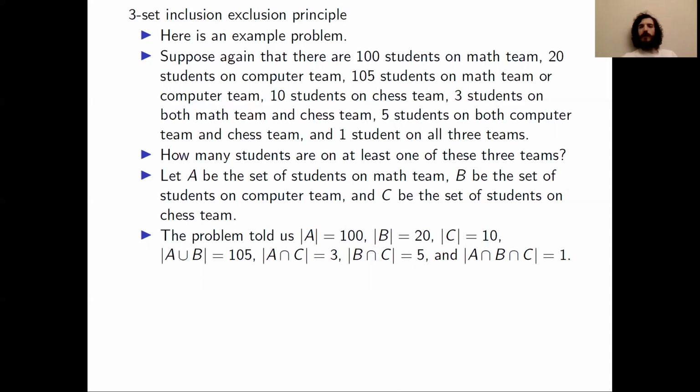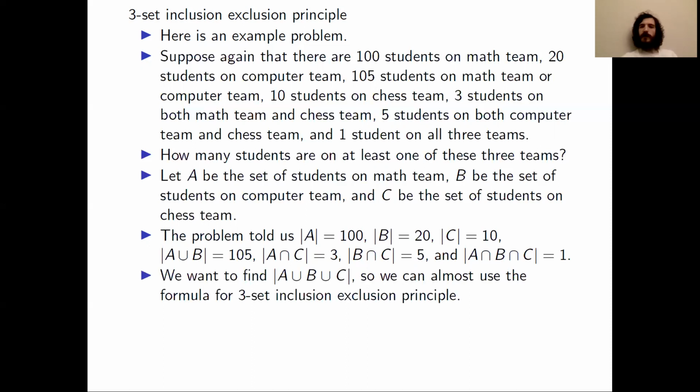From the problem statement, we see that the cardinality of A is 100, the cardinality of B is 20, the cardinality of C is 10, the cardinality of A union B is 105, the cardinality of A intersect C is 3, the cardinality of B intersect C is 5, and the cardinality of A intersect B intersect C is 1. We're trying to find the cardinality of A union B union C.